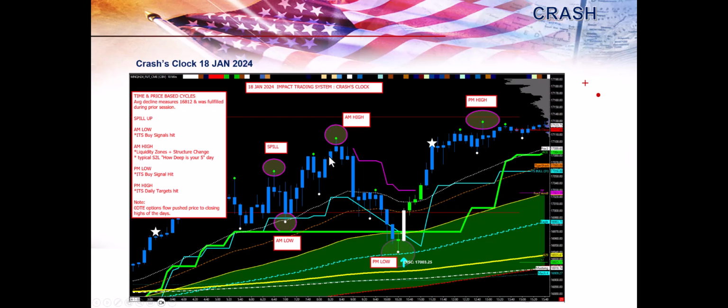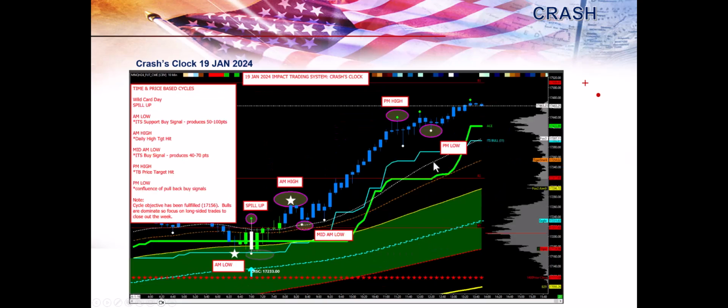To be followed up by a squeeze into the AM high, where we had liquidity zones, structural change, and then we come down to a PM low right on time into our Eagle line, our Eagle trade, which produces 20 to 25 points minimum per trade. And then we keep coming up here and we close on the high of the day again. Note that this was a massive push where 0DTE option flow pushed the price to the closing highs of the day from the PM low to the PM high.